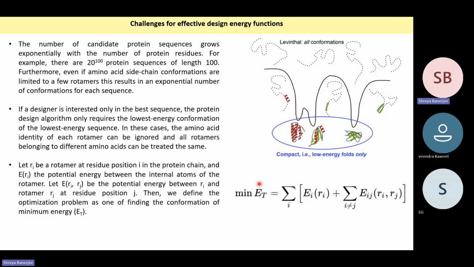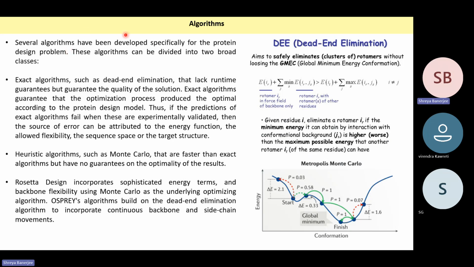But of course, there are ways to speed up the process. Like the computer does not have to sample all possible conformations. We'll discuss that in the next slide, how this process of checking for the minimum energy conformation can be speeded up. So there are several algorithms that have been designed for this problem.